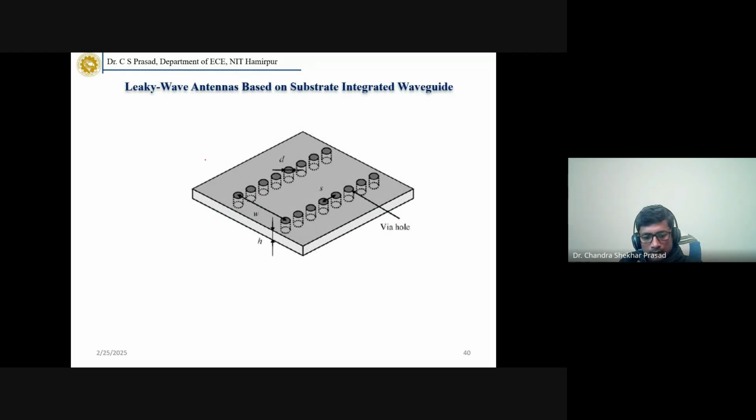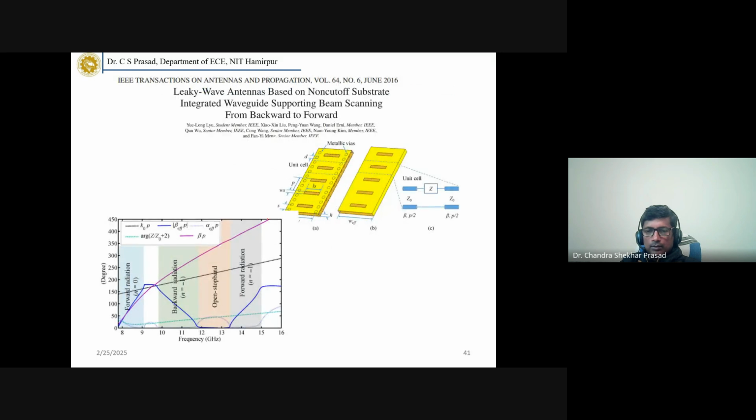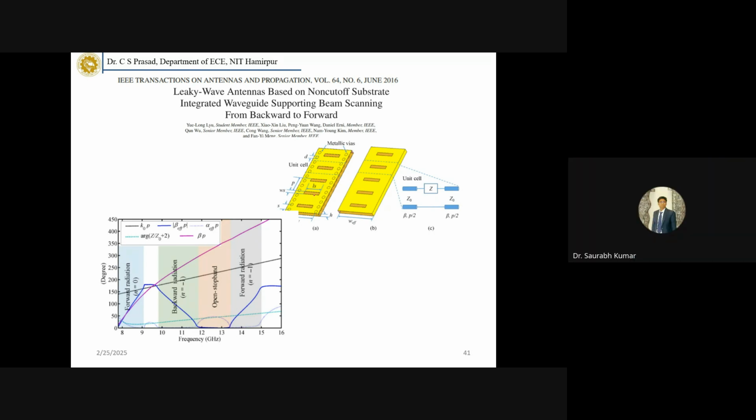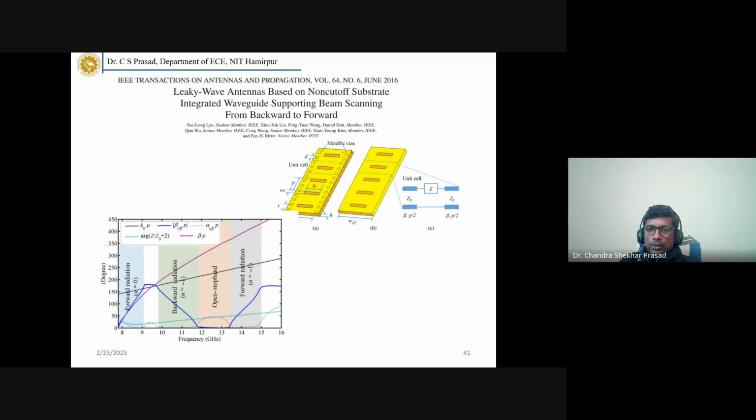Now let me discuss one more structure. In SIW, am I audible? Yeah, okay. So for SIW, the same concept is there. If you disturb it, how to disturb? Just cut some slots, right? So some slots are there. I have taken this from a paper; this is not my own paper.